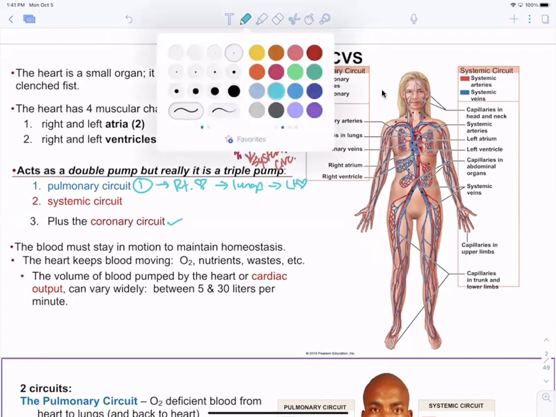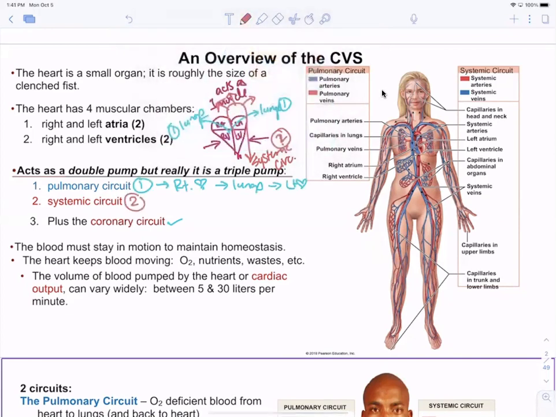And then you have the systemic circuit, which is from the left side of the heart to the cells of the body all over, and then back to the right side of the heart. So you have the systemic circuit and the pulmonary circuit. It's happening at the exact same time. It's one contraction, right? So this is contract, and that's contract. And so the heart's contracting at the same time, but it's pumping to 2 different places.